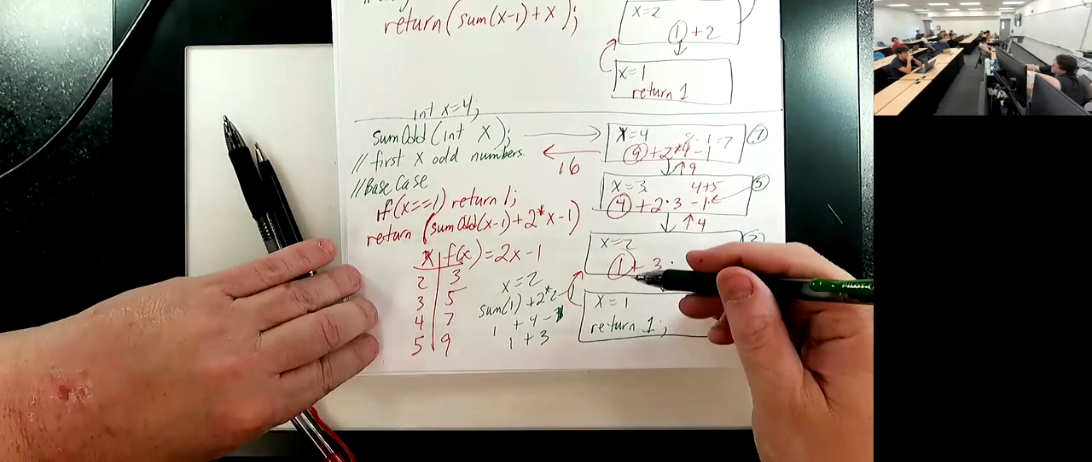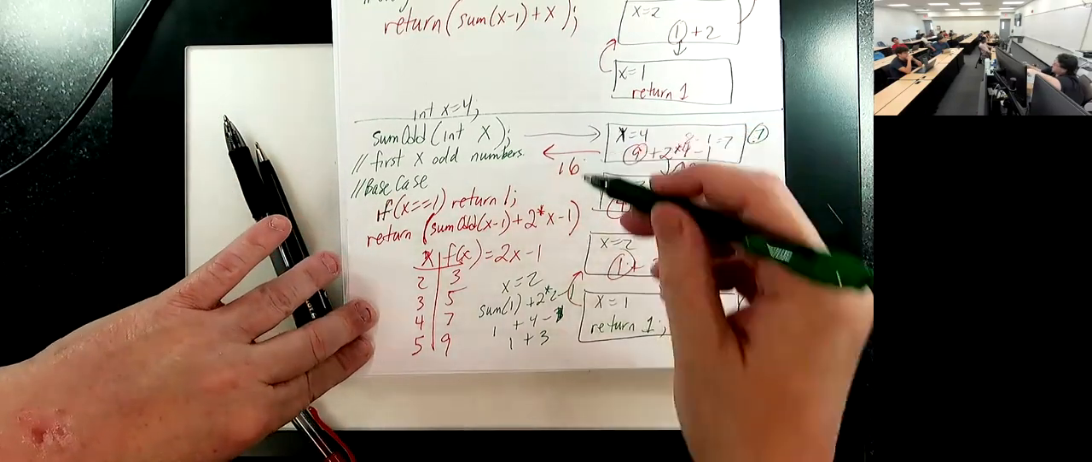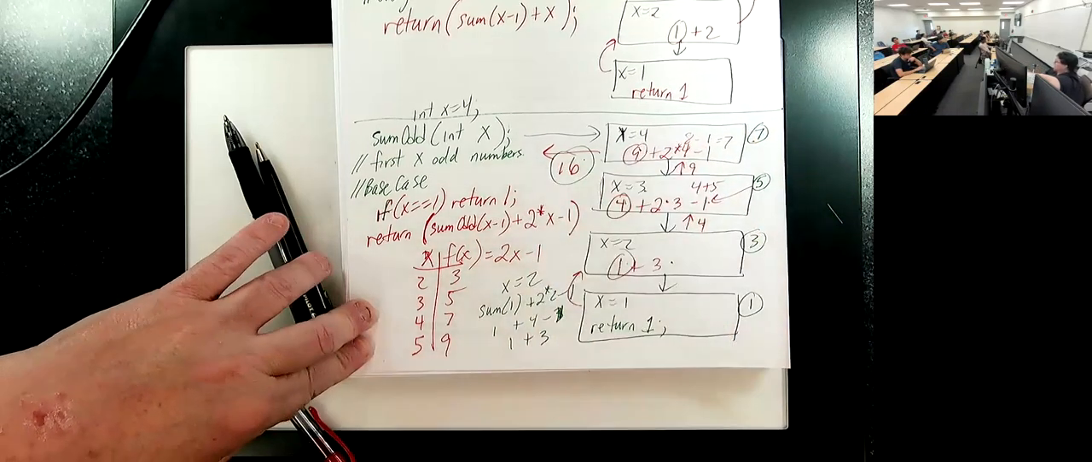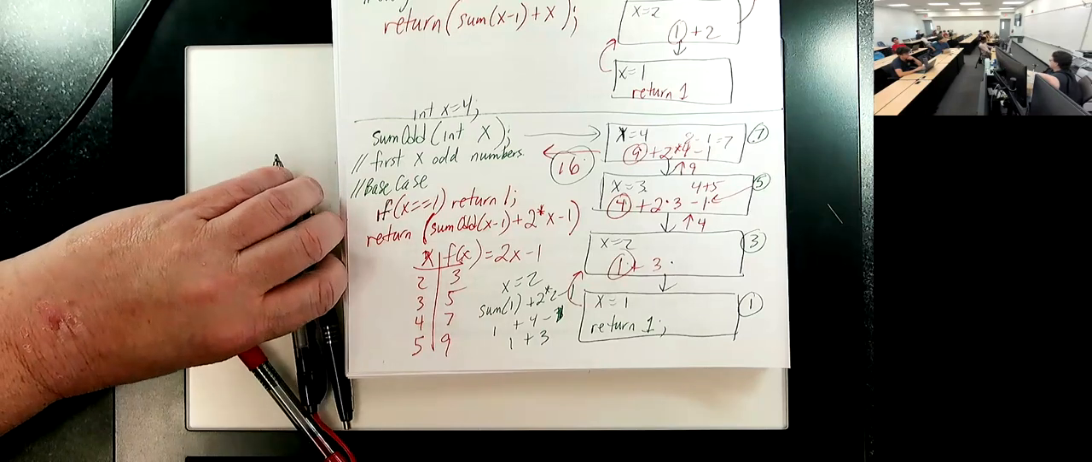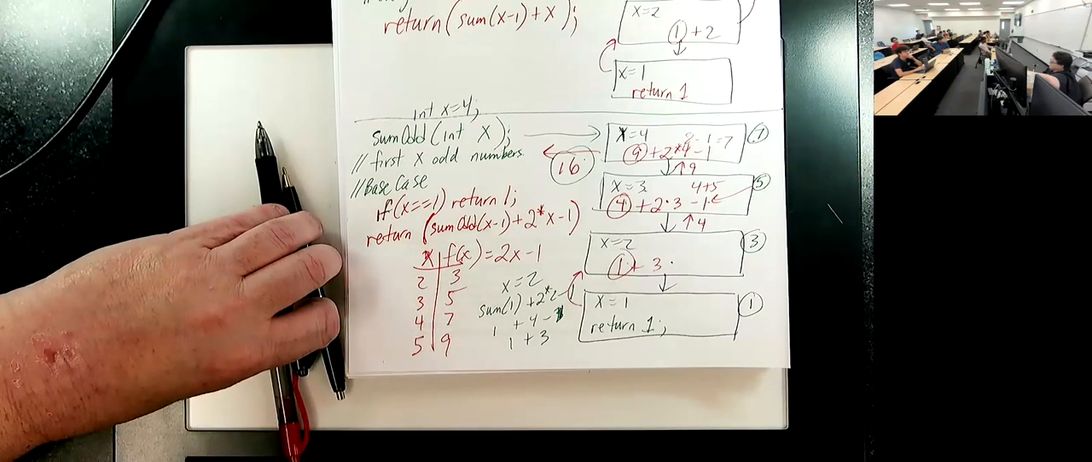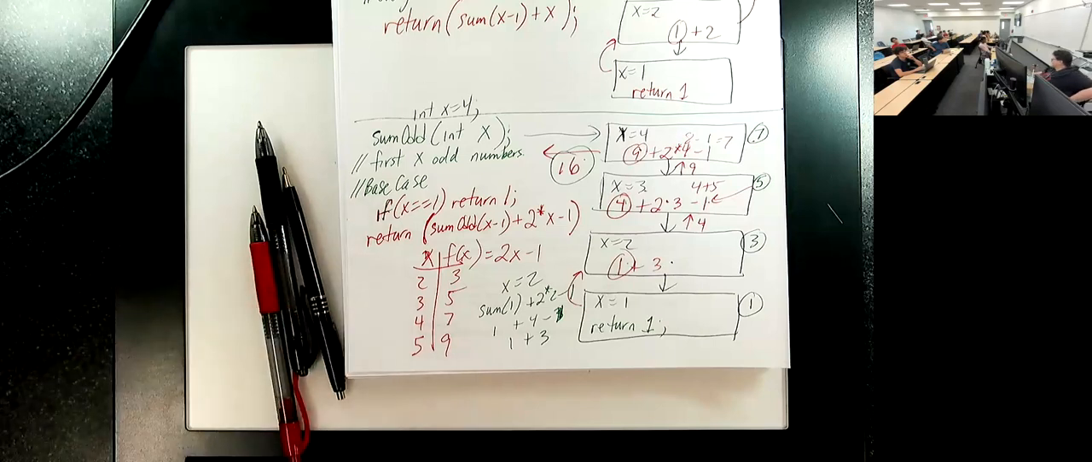Interestingly enough, what are these numbers here that each one going up is returning? 1, 4, 9, 16. They're the perfect squares, right? I wonder if they're all like that. We'll check it. Seems like it though, right? The first 4 are returning squares. Let's come over and code this up.